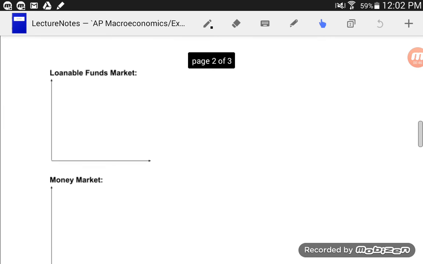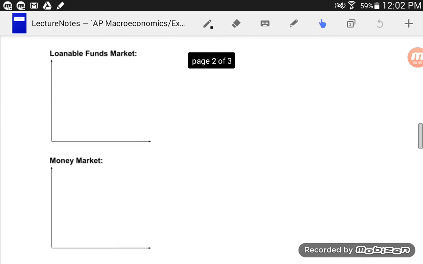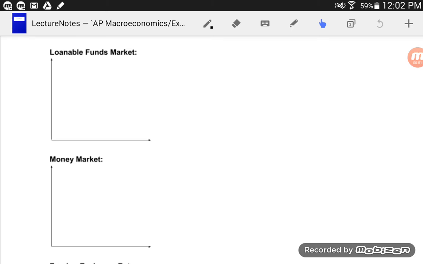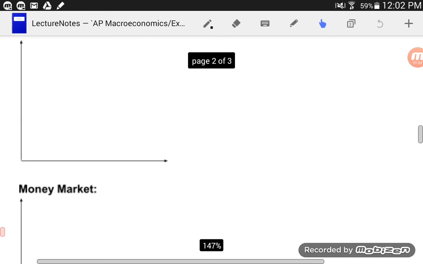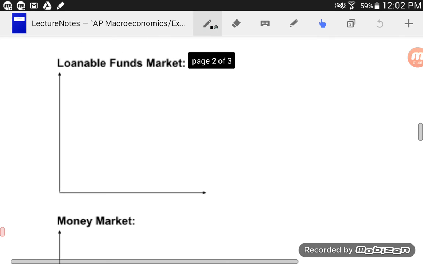I got 3 more graphs, and hopefully I can do these a little quicker. And then in part 3 of the video, we're going to look at at least one scenario, and kind of tie all these graphs together as best we can. So let's pick up where we left off. Our next graph is the loanable funds market.